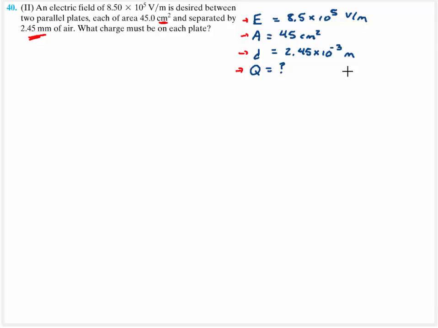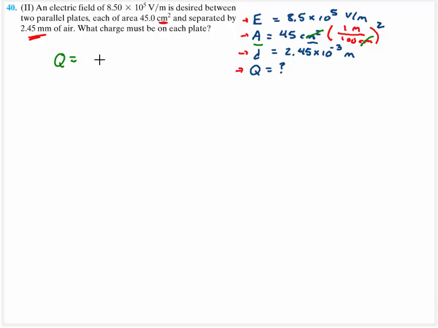This is in square centimeters. I need it in square meters. So I need to do a little bit of unit conversion. 1 meter, 100 centimeters. But I'm not quite done yet. This is centimeters squared. I need to go ahead and square this guy such that this will now cancel out with that because of the squaring. So this is going to be my expression for area.